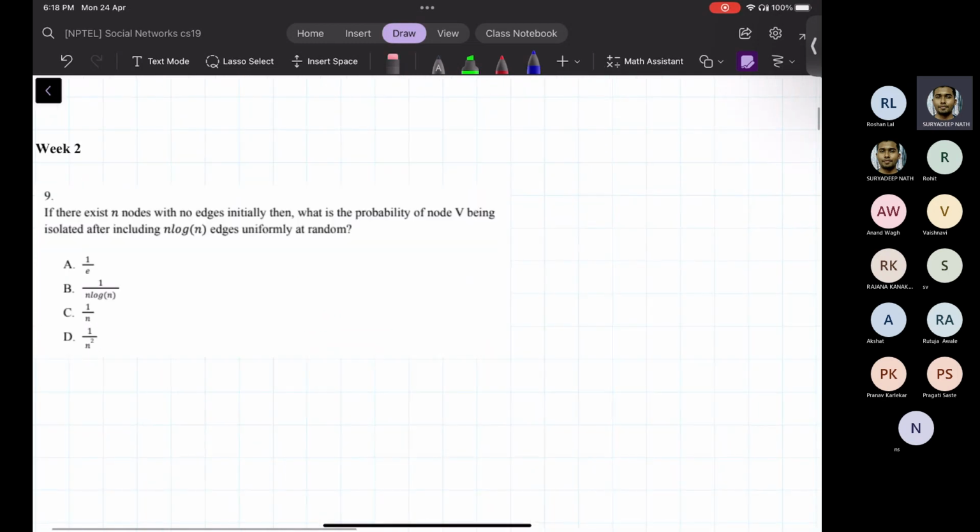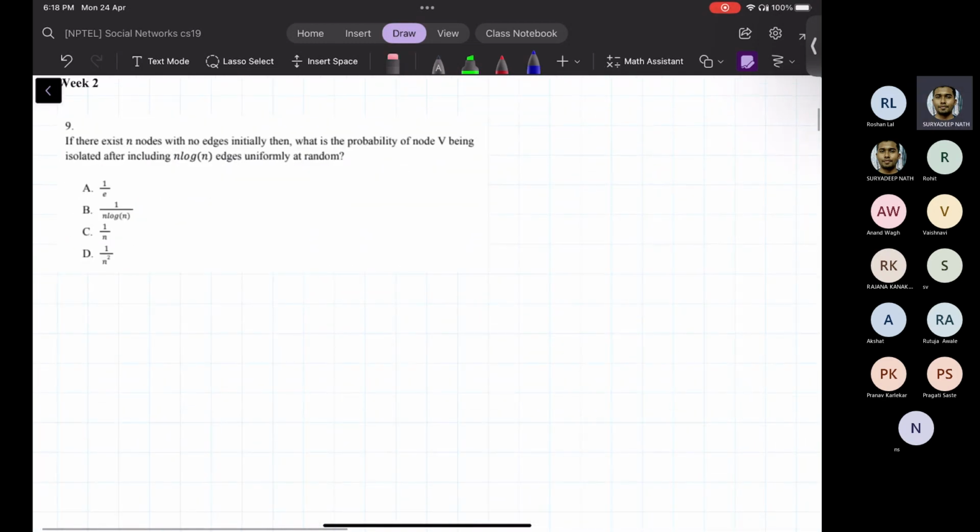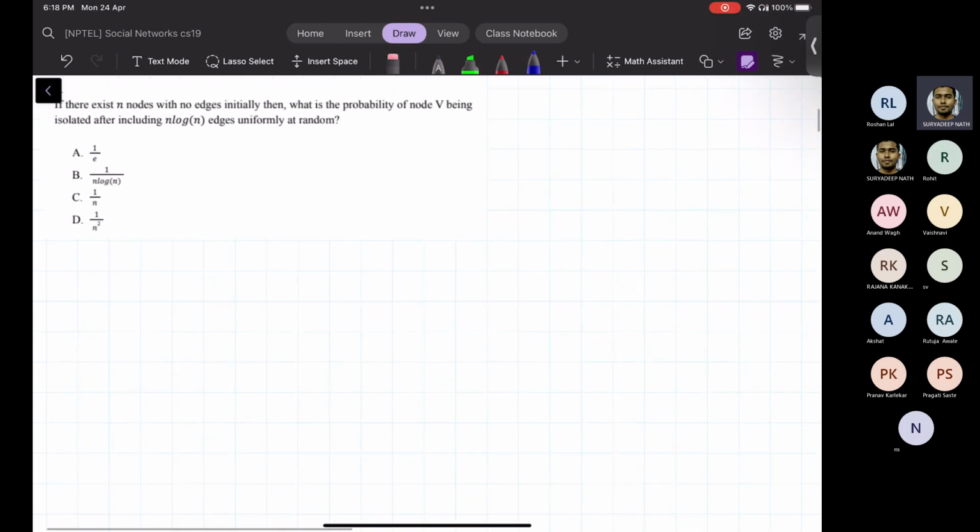Coming to week two, first question. If there are n nodes with no edges initially, then what is the probability of a node V being isolated after including n log n edges uniformly at random? So you have, let's say, n nodes in the graph, and at the center of it is your node V.